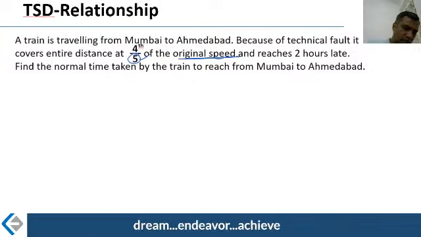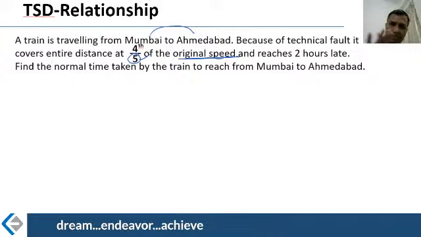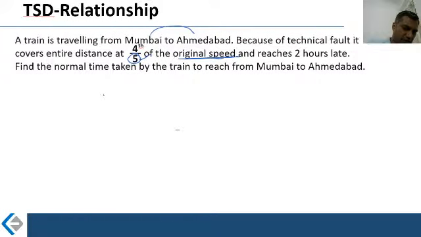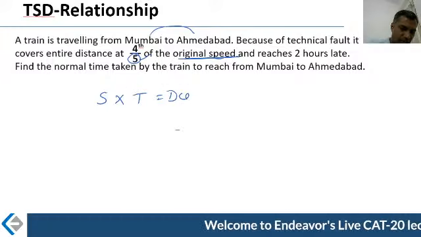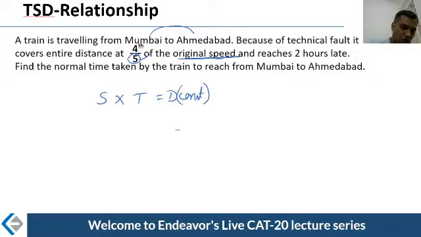So now this is given to me. What is the constant here? The distance between Mumbai and Ahmedabad is constant, whether there is a technical fault or no fault in the engine. So distance remains constant. Therefore speed into time is equal to constant distance. Always identify what is constant. Therefore you will understand whether the other two are directly proportional or inversely proportional.